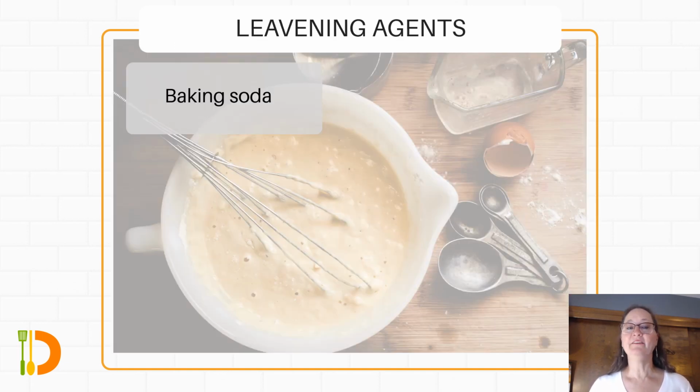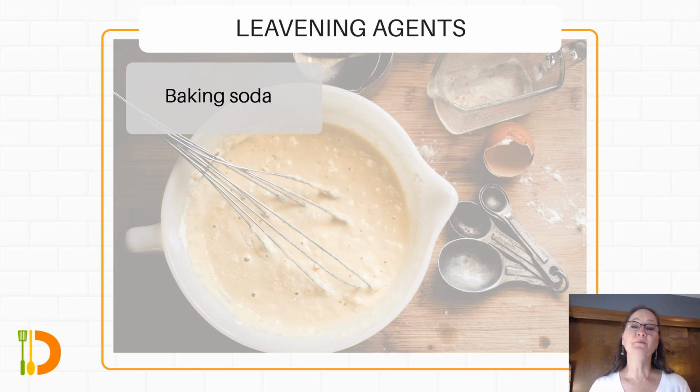Now let's talk about leavening agents. These provide lift and spreading of your baked goods. We will cover 3 leavening agents in this lesson: baking soda, baking powder, and yeast. Baking soda is an alkaline. When baking soda comes in contact with acidic ingredients such as buttermilk, vinegar, or citrus juice, it is activated to expand. Think about those volcanoes from grade school? That's what's happening here. This gives lift to your baked goods.